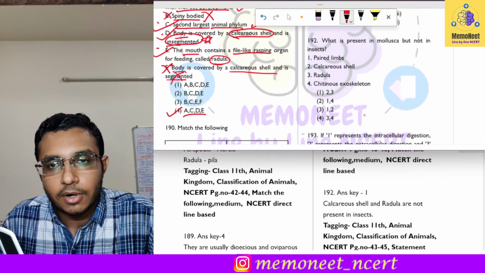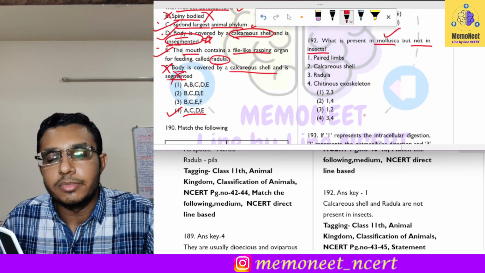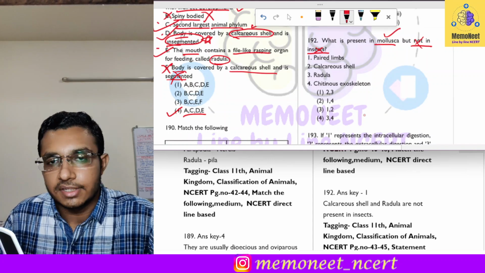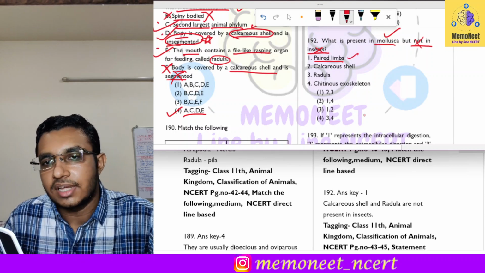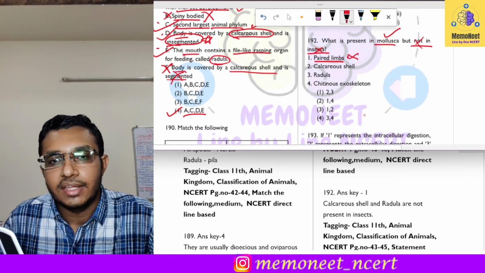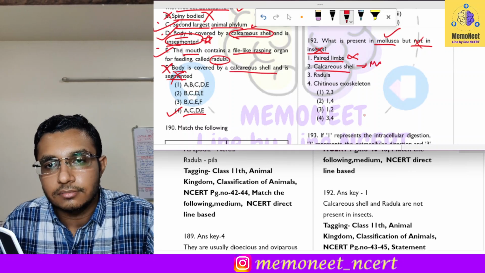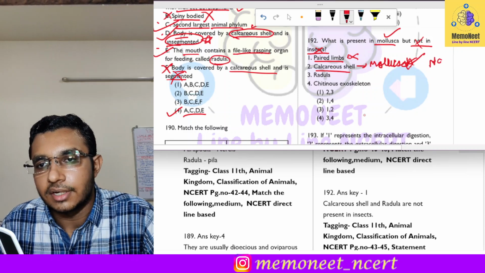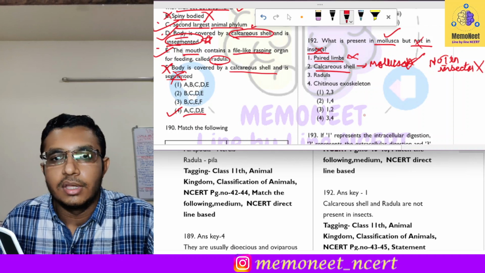It states that what is present in Mollusca but not in insects. So it should be present in Mollusca but it should not be present in the phylum Insecta. So let us see them one by one. Paired limbs are present both in mollusk and insect, so that is incorrect. Then calcareous shell. Now calcareous shell is found in Mollusca but not in Insecta.